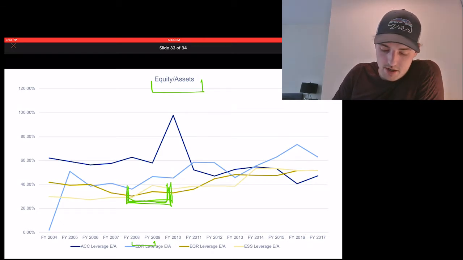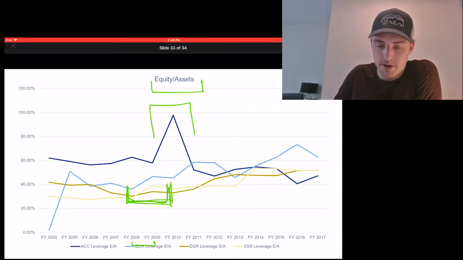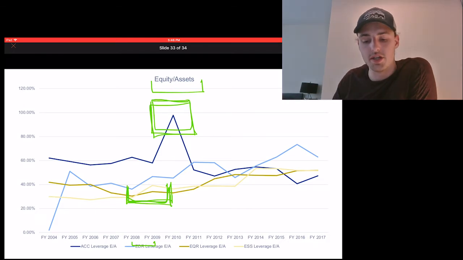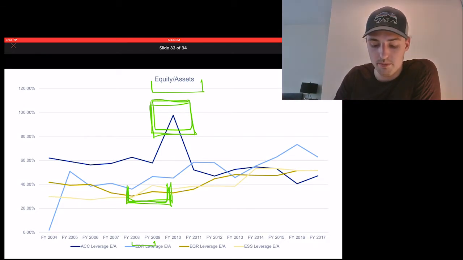This spike represents a capital raise by a company who then didn't deploy it yet and didn't get financing to deleverage their positions in buildings.